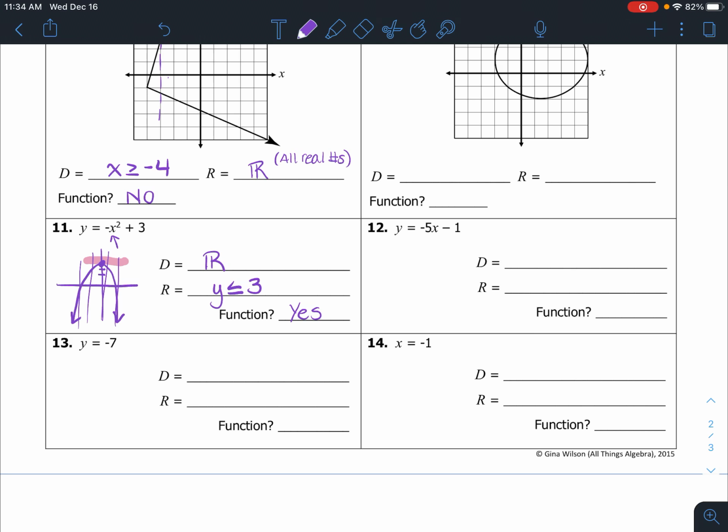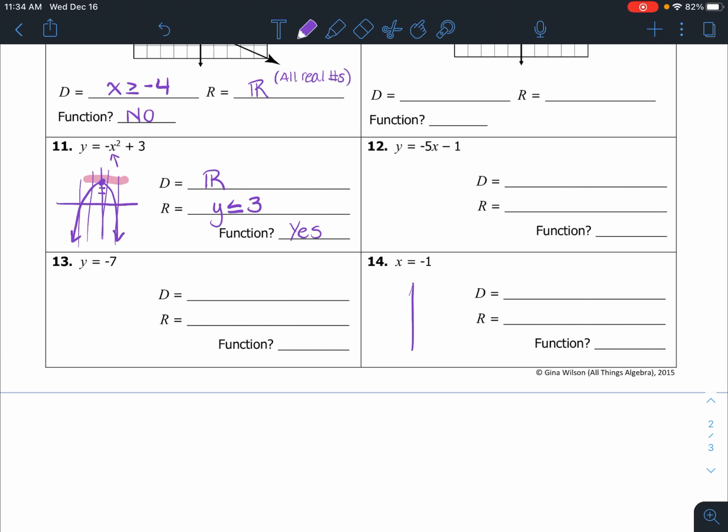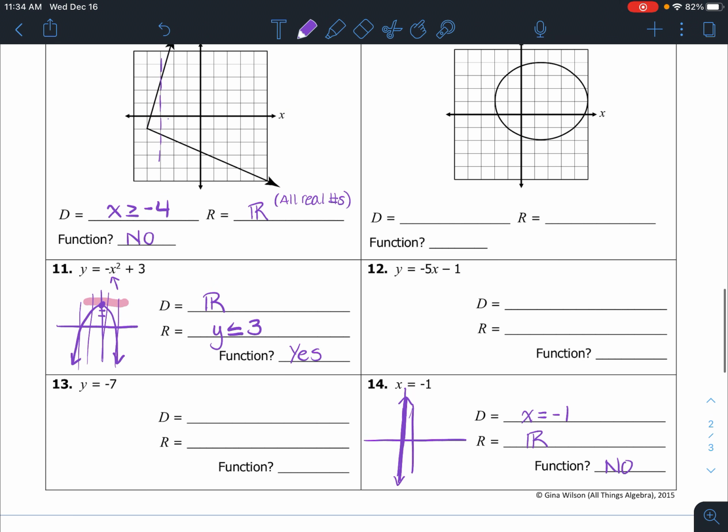Now let's look at number 14. X equals -1. On your graph here, if you were to graph this, x equals -1 is a vertical line. So the domain is the only x value that it has is -1. The range, well, this line will go forever, top to bottom. So your range is all real numbers. Is this a function? If I draw a vertical line, is it going to go through more than once? Yeah, it is. So is it a function? No. And this is just a little bit about domain and range.